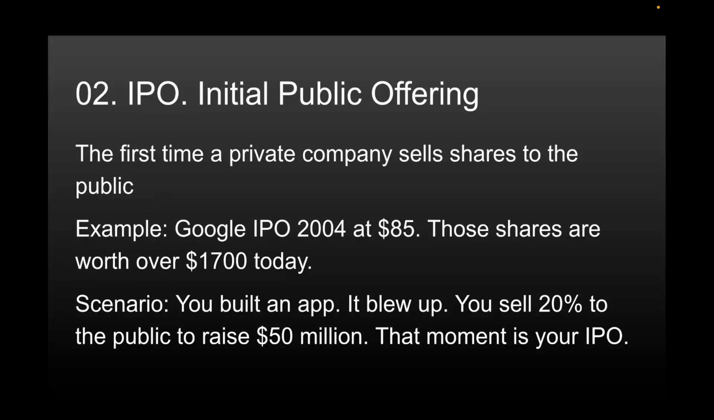Next, IPO. IPO is an initial public offering. This is the moment a private company decides to sell its shares to the public for the very first time. Imagine you built an app in college and it blew up. You need $50 million to scale it globally. Instead of borrowing it from a bank, you sell 20% of your company to the public. Anyone can now buy a piece of your app. That event is your IPO. Google did this in 2004 at $85 per share. Those same shares are worth over $1,700 today.